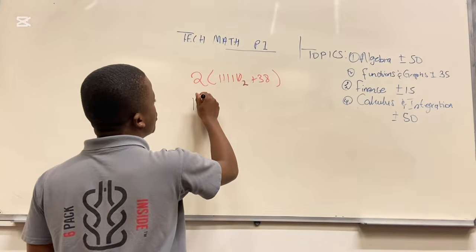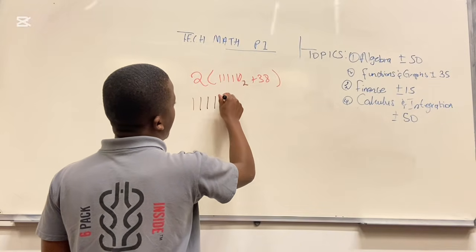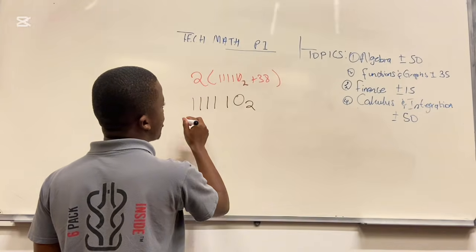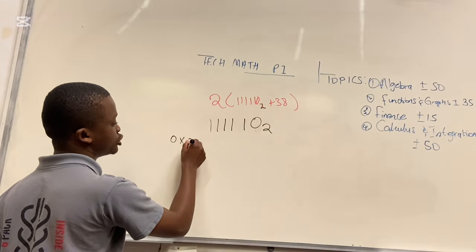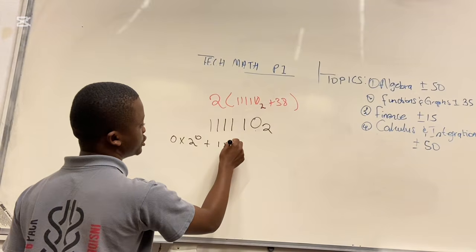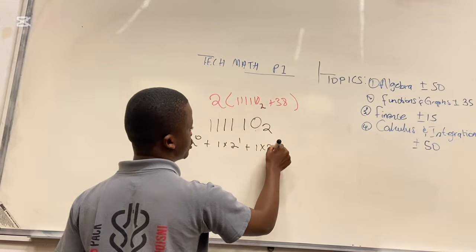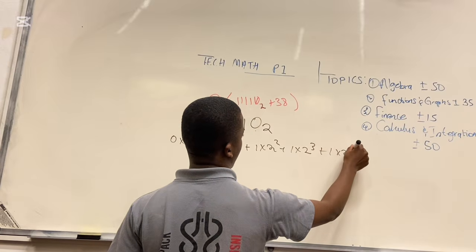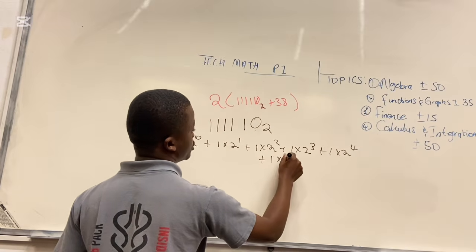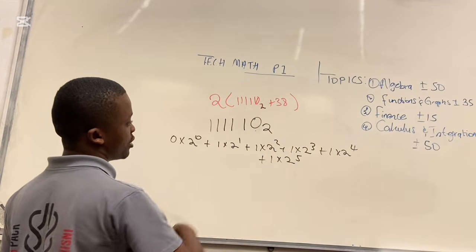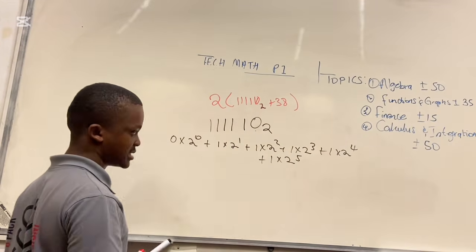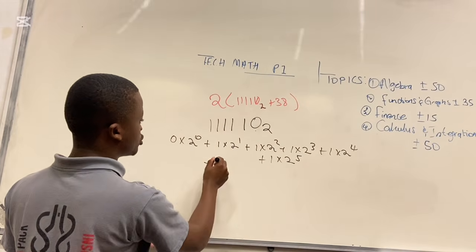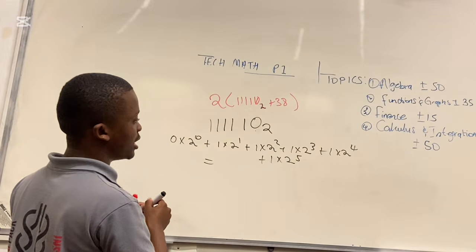We have 1 1 1 1 1 0 in base 2. Now let's convert this to decimal form. We have 0 times 2 to the power of 0, plus 1 times 2 to the power of 1, plus 1 times 2 to the power of 2, plus 1 times 2 to the power of 3, plus 1 times 2 to the power of 4, plus 1 times 2 to the power of 5. As you can see, we have 1, 2, 3, 4, 5, 6 digits, which includes 0, so it goes from 0 to 5, which is 6.